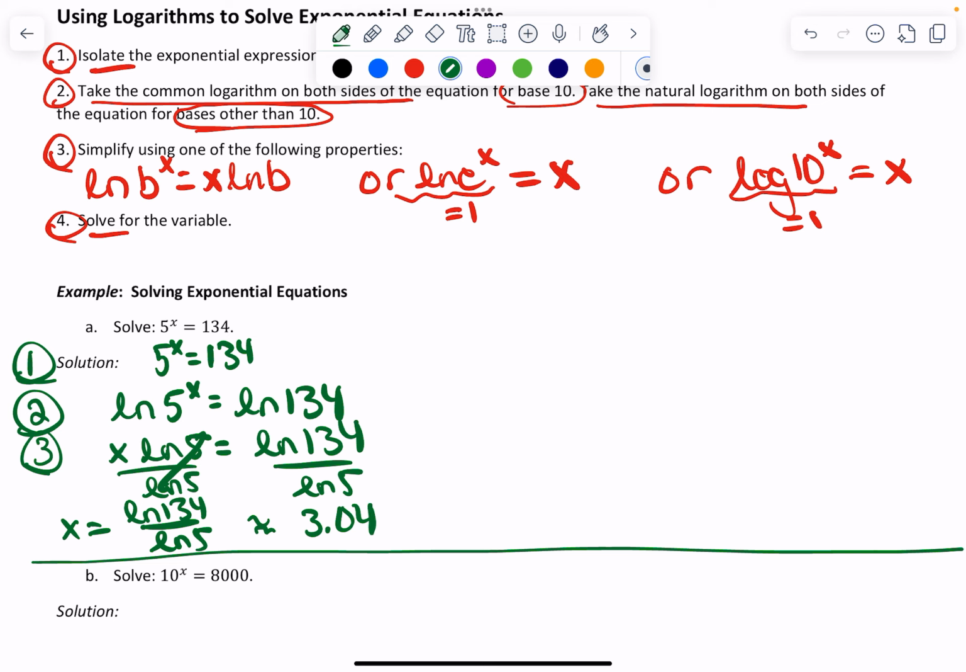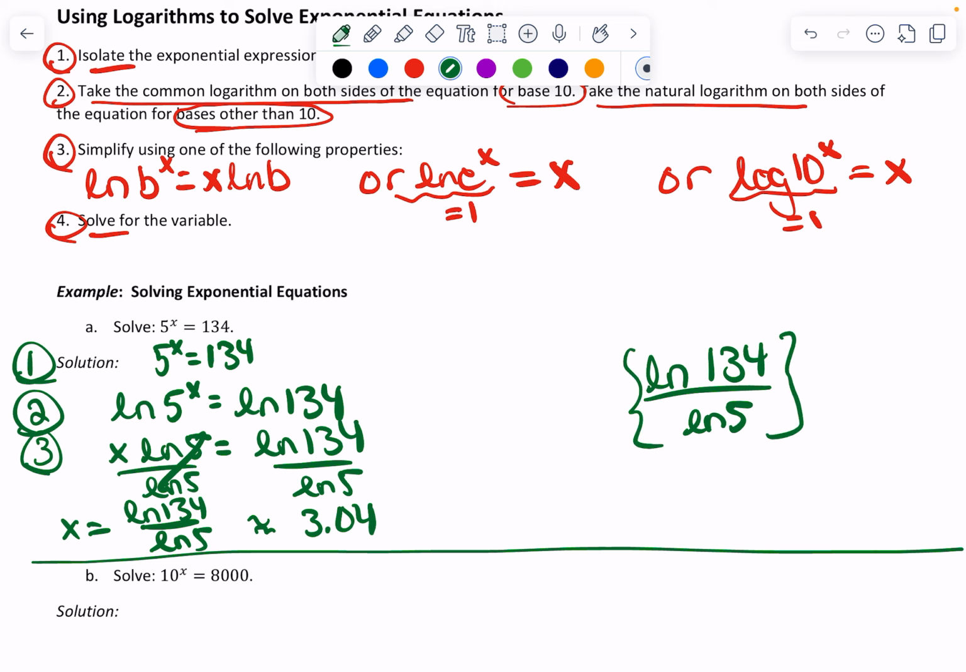So this is an approximated value. It is a rounded number, 3.04. So our answer, to give it as an accurate, would be the natural log of 135 divided by natural log of 5 and the braces, because it is a set.